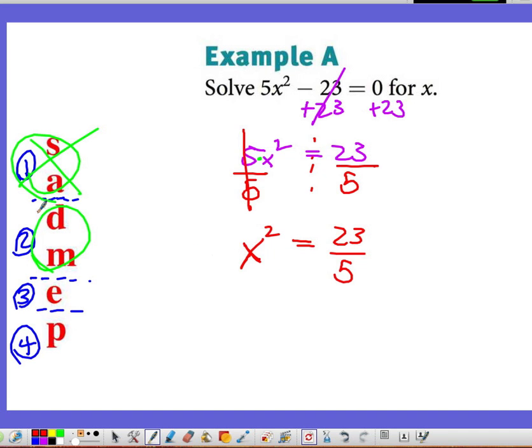And it turns out that we don't have any multiplication or division. Let's go on to our next level, where we have exponents. Here we do have an exponent of 2.